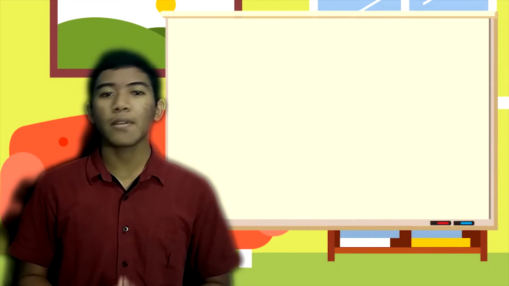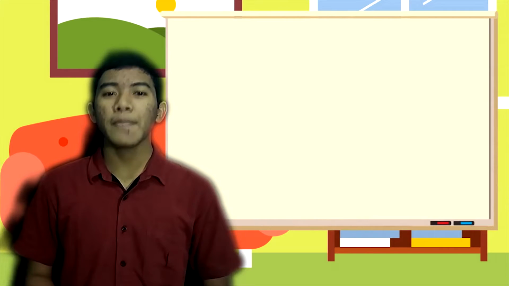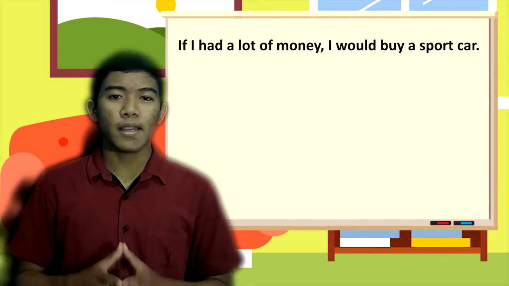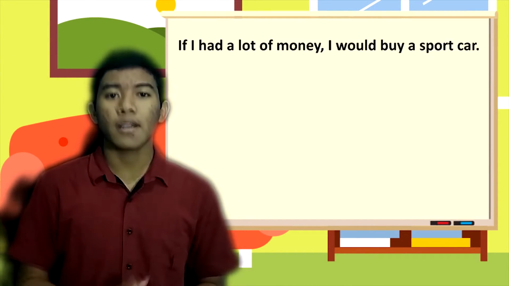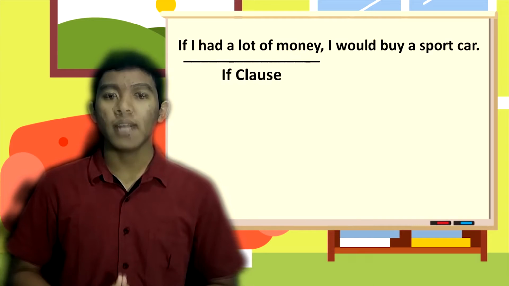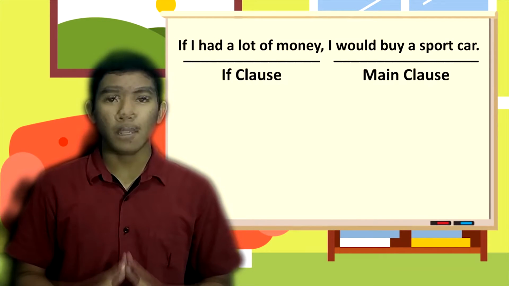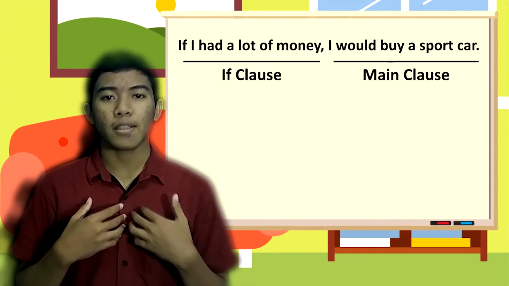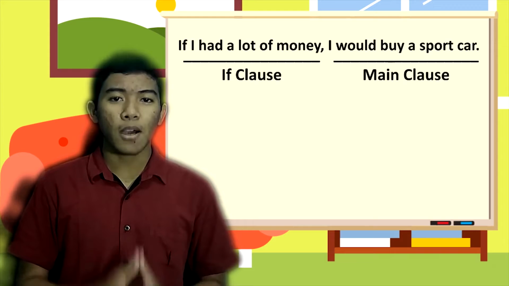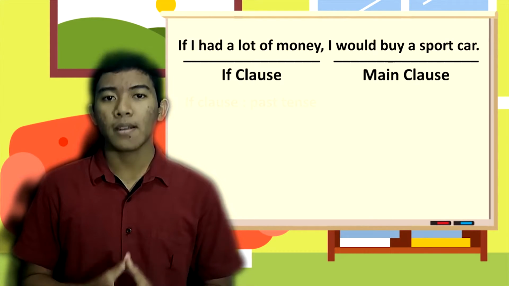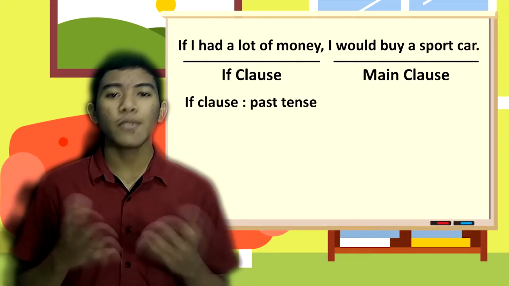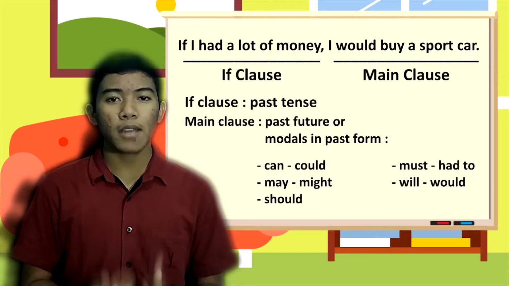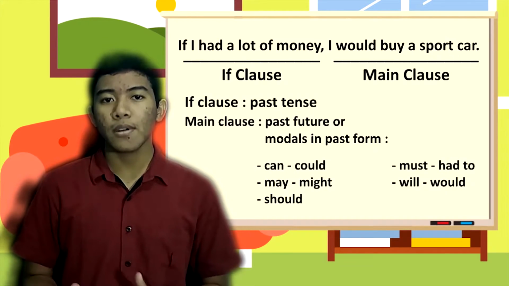The example of conditional sentence type 2 is, if I had a lot of money, I would buy a sport car. The sentence is constructed of two clauses. The first one is the if clause and the second one is the main clause. The if clause is if I had a lot of money, and the main clause is I would buy a sport car. The if clause uses past tense and the main clause uses past future or a modal in past form, such as could, might, should, had to, or would.